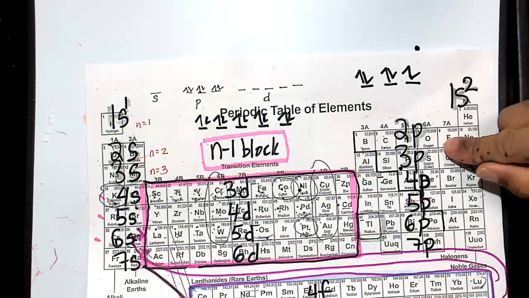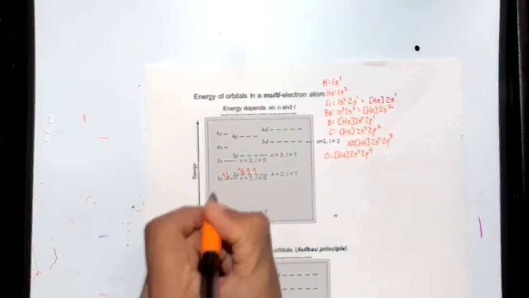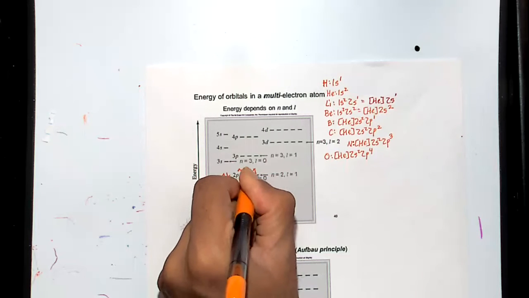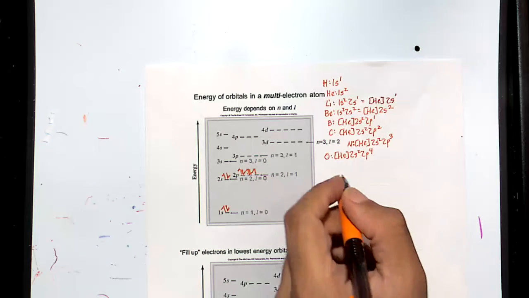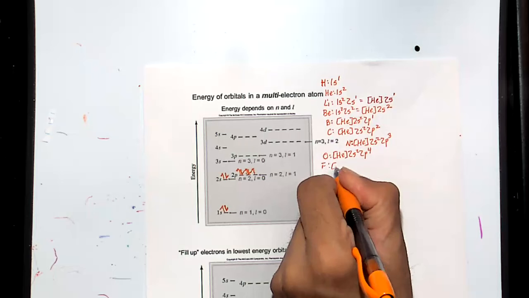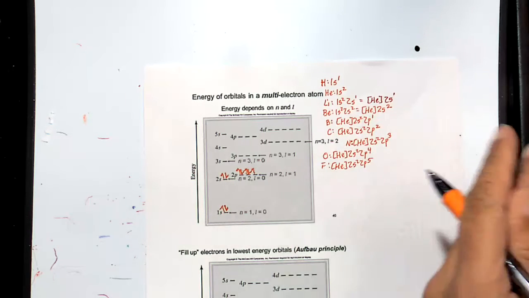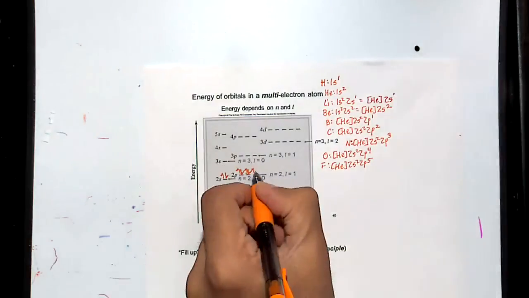Okay, after oxygen is fluorine. Fluorine has 9 electrons. How will the electrons go? 1, 2, 3, 4, 5, 6, 7, 8, 9. They're going to pair up right there. So fluorine is going to be helium 2s2, 2p5, and then finally the noble gas neon, 10 electrons, a completely filled n equals 2 orbital.